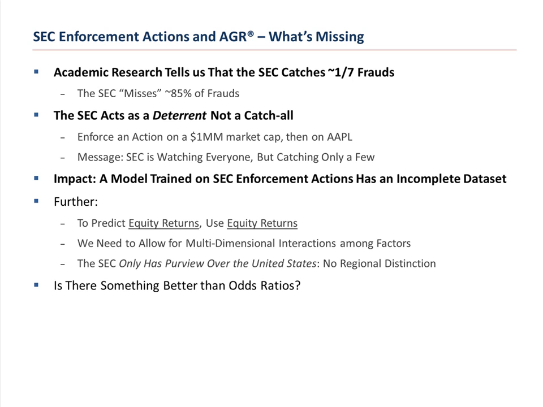But maybe most importantly, the SEC only has purview over the United States, which means that when we apply our AGR model outside of the United States, so to Western Europe, Asia Pacific, and Japan, we are implicitly saying that fraud in the United States looks identical to fraud in these other regions. And that's just not true. It turns out to be about 70% right, but there are some idiosyncrasies by region that we really needed to pick up. And finally, we needed to address the way we used our univariate measure, which in AGR is the odds ratio.